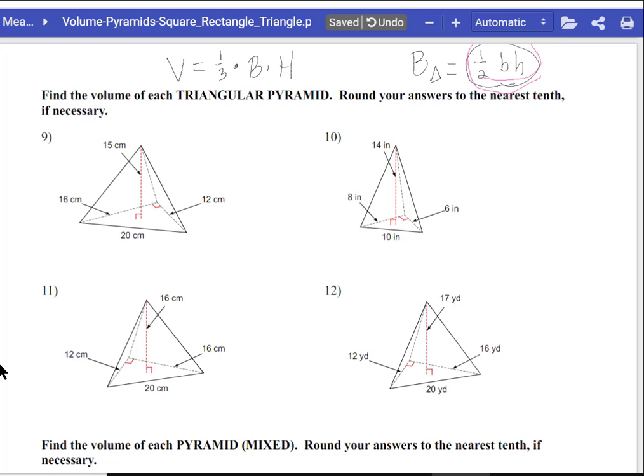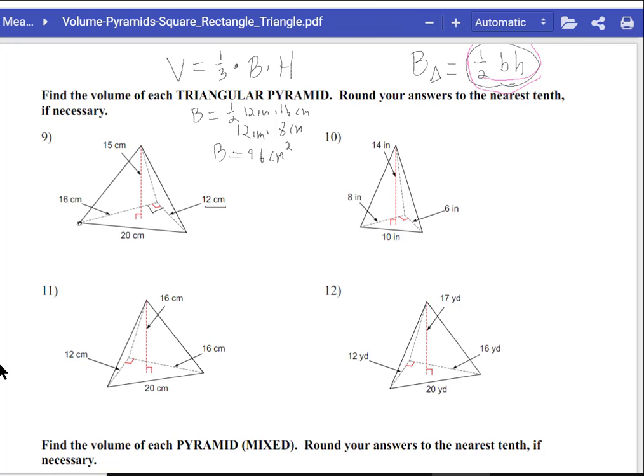Well, we look right here and we're like, all right, this right here is going to be the base. And then the height is this perpendicular line to the very top right here. So that's 16. So the area is equal to 1/2 times 12 cm times 16 cm. So half of 16 is 8 centimeters times 12 centimeters. 8 times 11 is 88, plus 8 is 96. So 96 centimeters squared is the area.